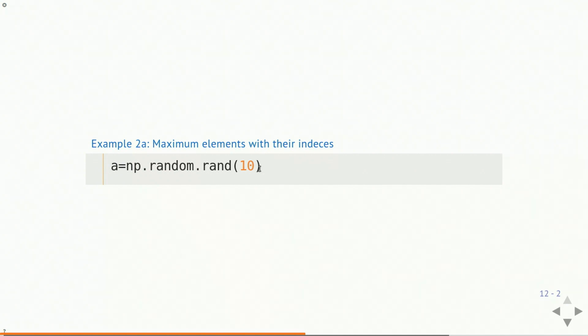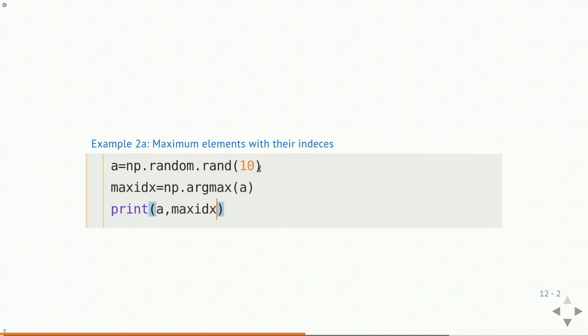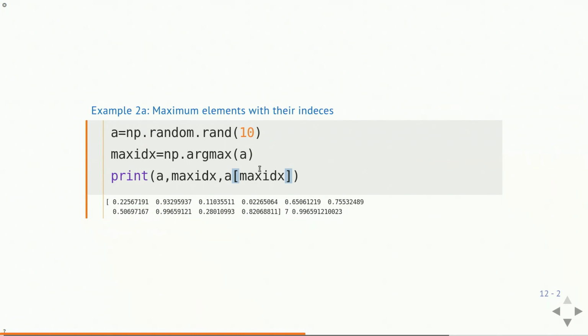So for example, given this 1D array, we want to find the index of the maximum element. So we are just going to use np.argmax, and it's going to return us the max idx. Using this, we can then find the maximum element. So print a comma max idx, a of max idx. So here it is. As you can see, the max idx is 7, so it is 0.9965, and here is its value.